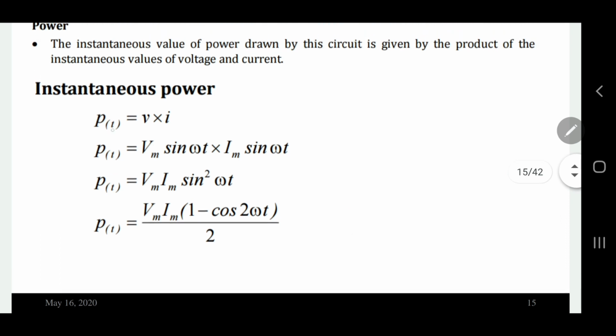So instantaneous power is equal to instantaneous voltage into instantaneous current, voltage into current. Voltage we know is Vm sin omega t, and the current through the resistor is Im sin omega t.